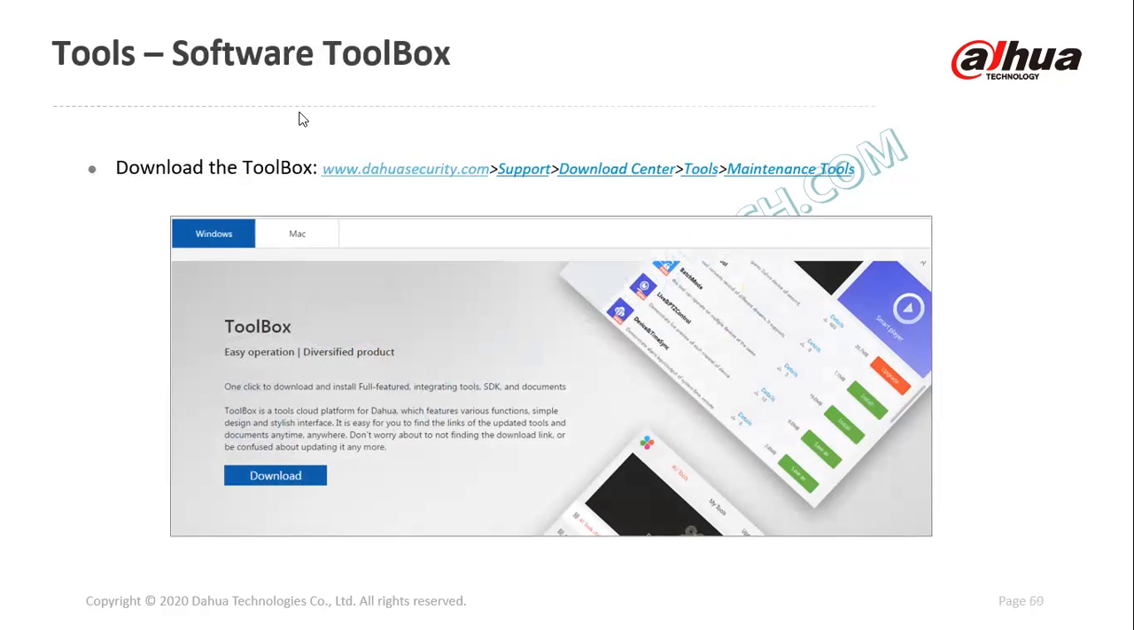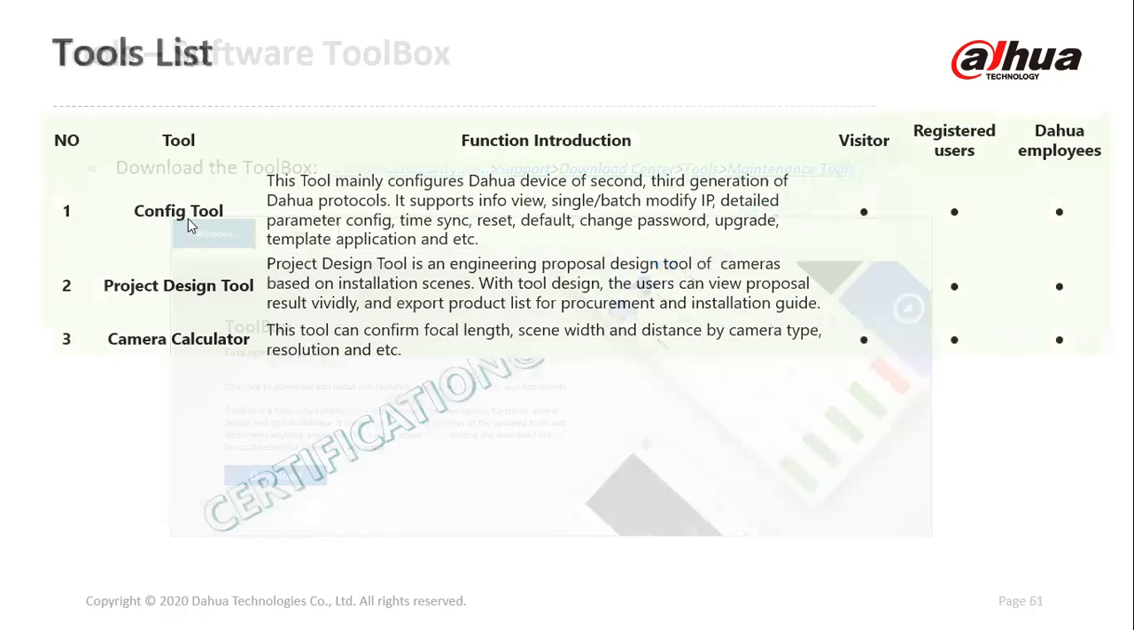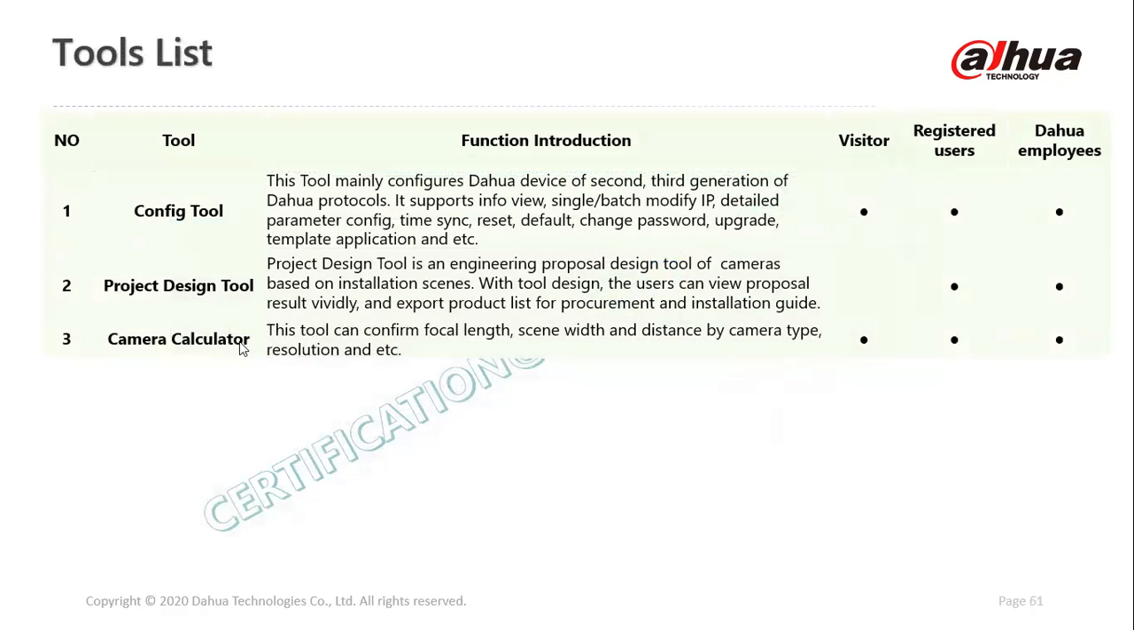So in tools, we have the toolbox. This toolbox is a bundle of software actually, which comprises config tool, project design tool, and the camera calculator. So config tool, I think you have interacted with config tool. I'll do a session about software later. A different session about the software that we offer.